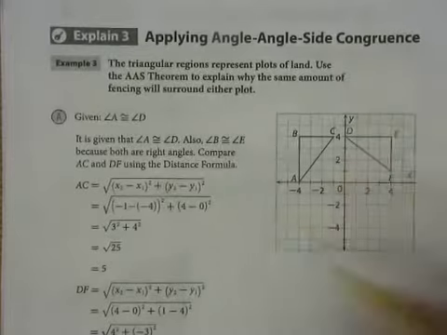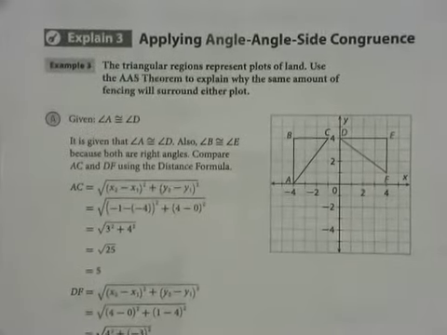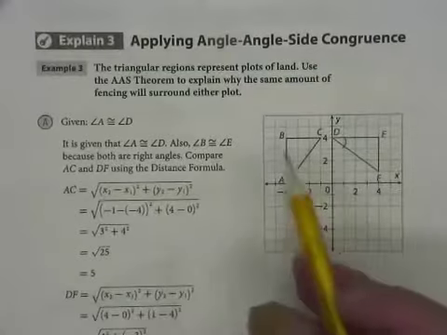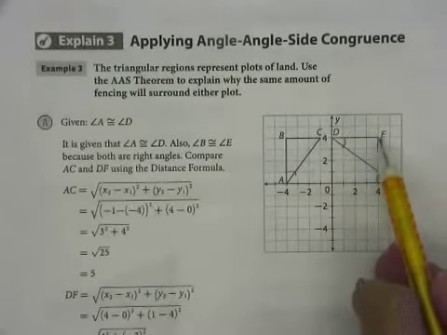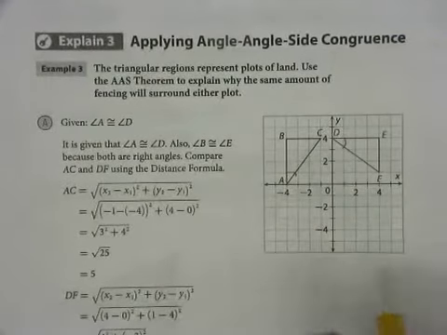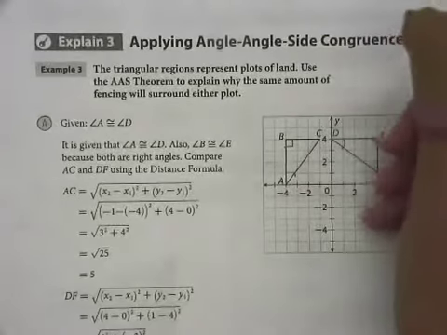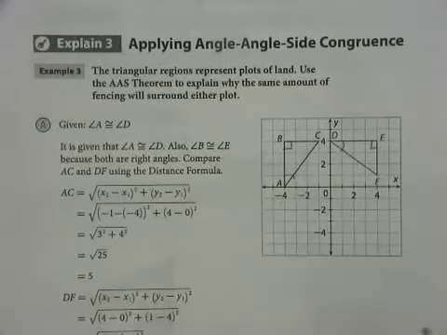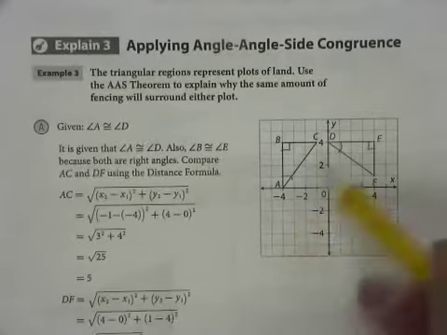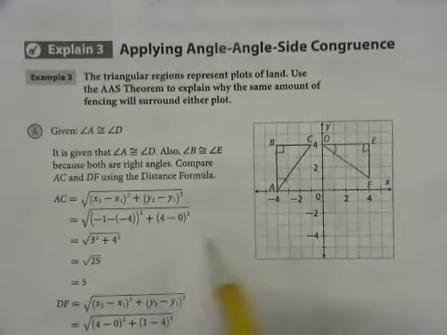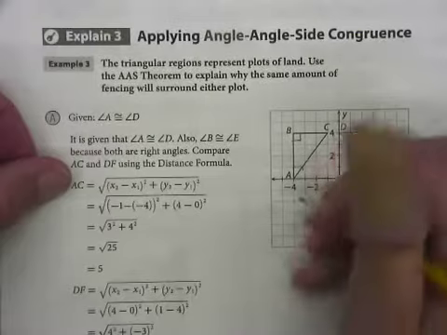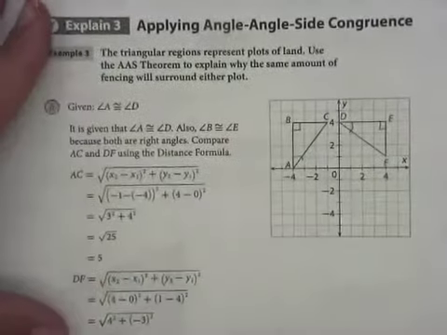But now we see that in example three, we're doing the same thing. This time we're in the coordinate plane. Notice that we are given that angle A is congruent to angle D. Since BC and DE are horizontal segments intersecting with BA and EF that are vertical segments, you know that these are both right angles and all right angles are congruent. So we can find the length of AC and DF using the distance formula. So you see that they identified the coordinates of A and C and then plugged them into the distance formula.